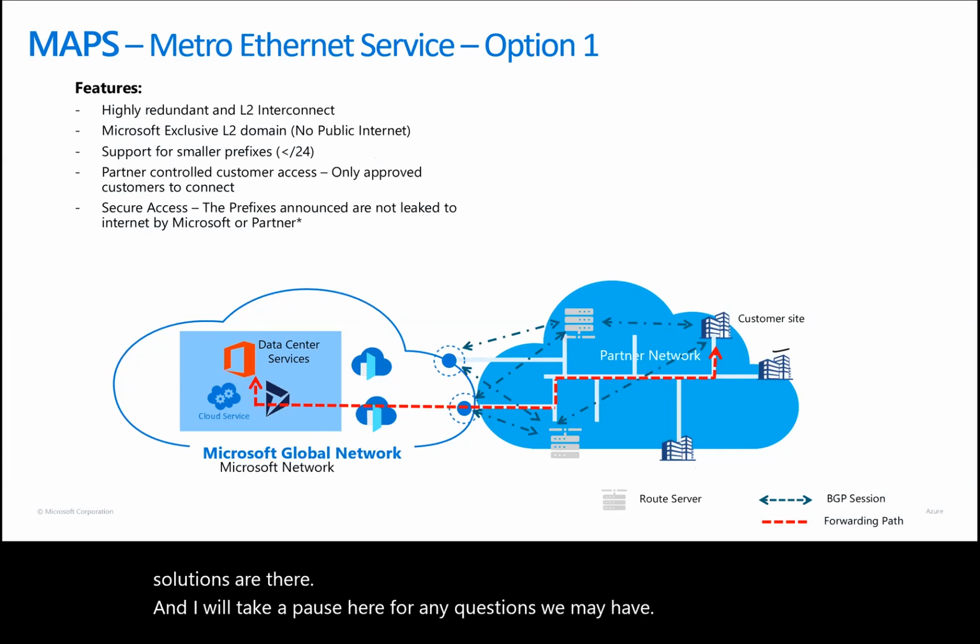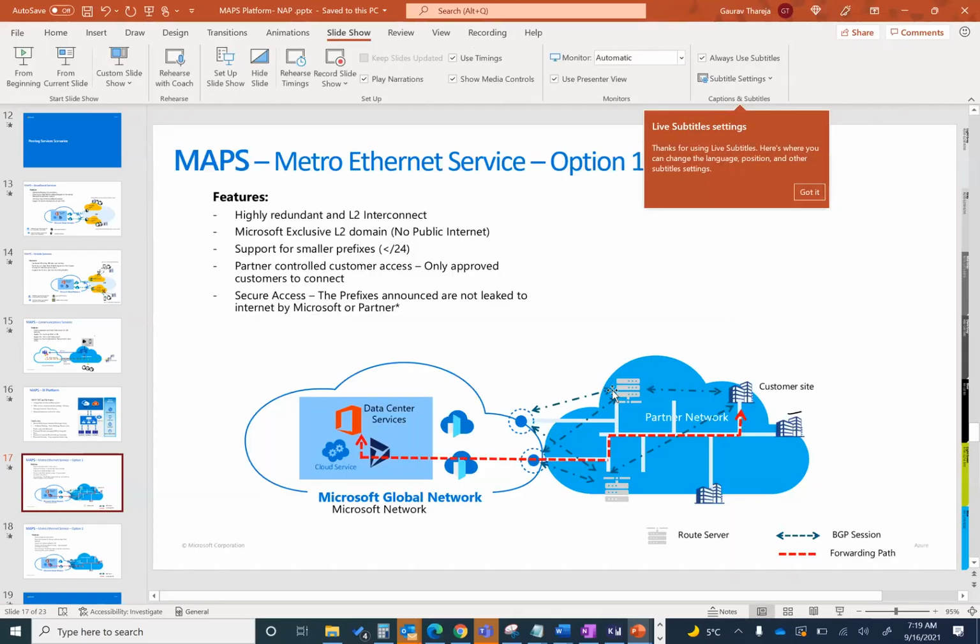Gaurav, I see there is one question. In case I peer with Microsoft in South Africa and Paris, how can I optimize the routes? I'm from an operator in Reunion.